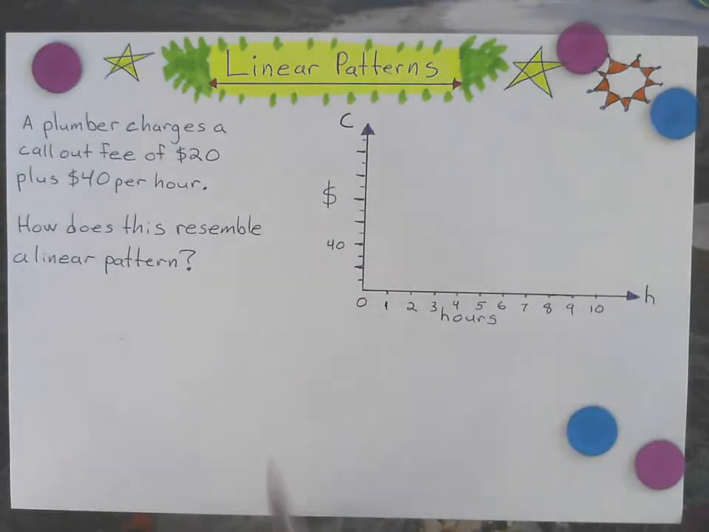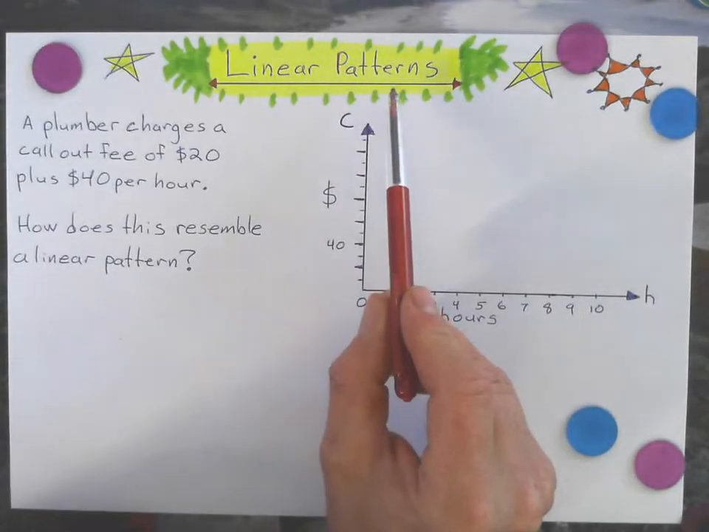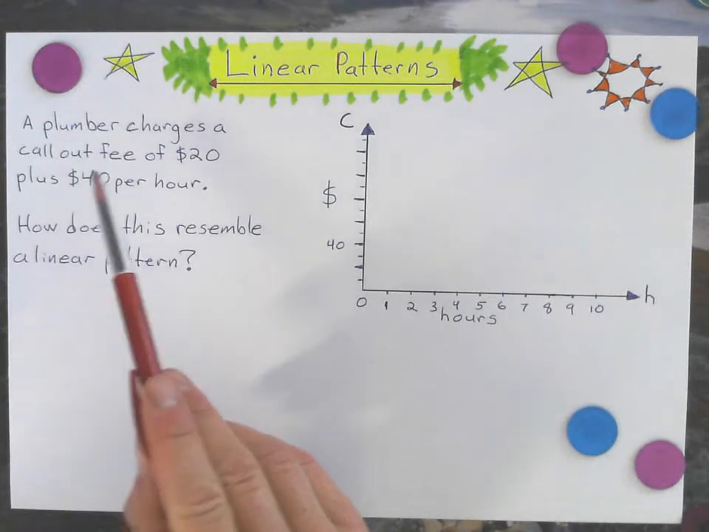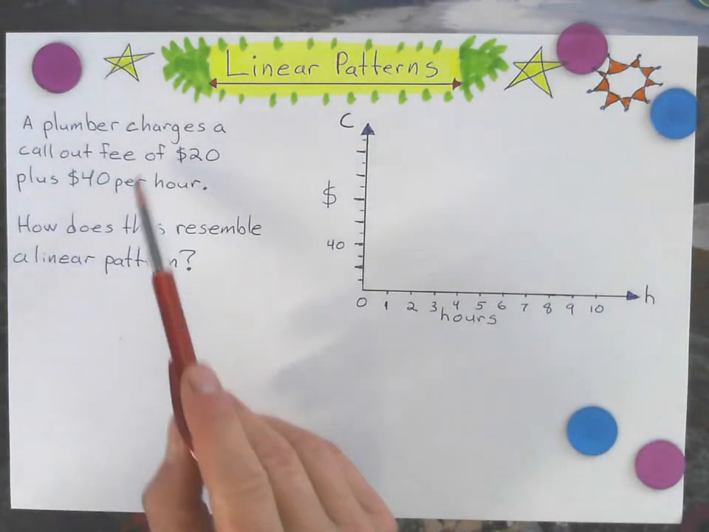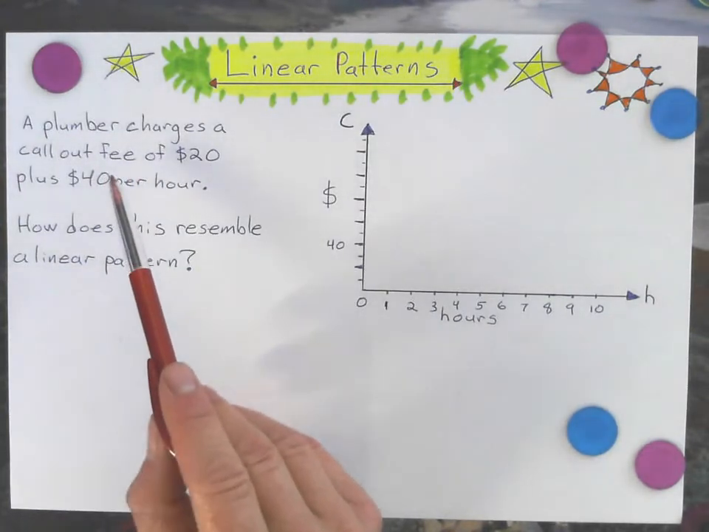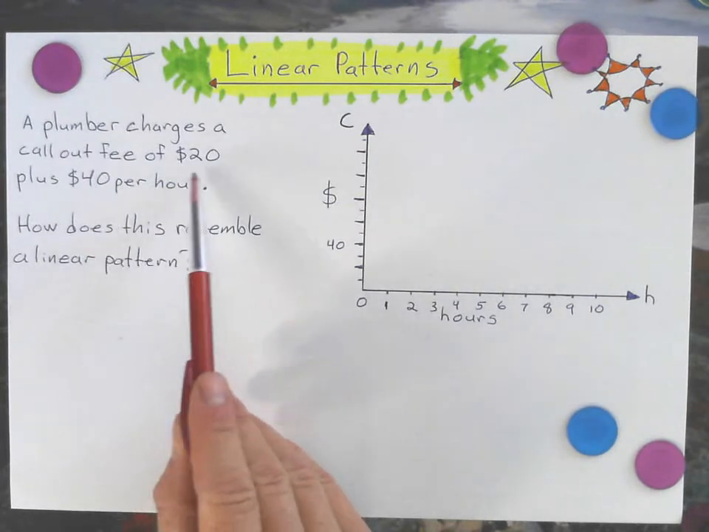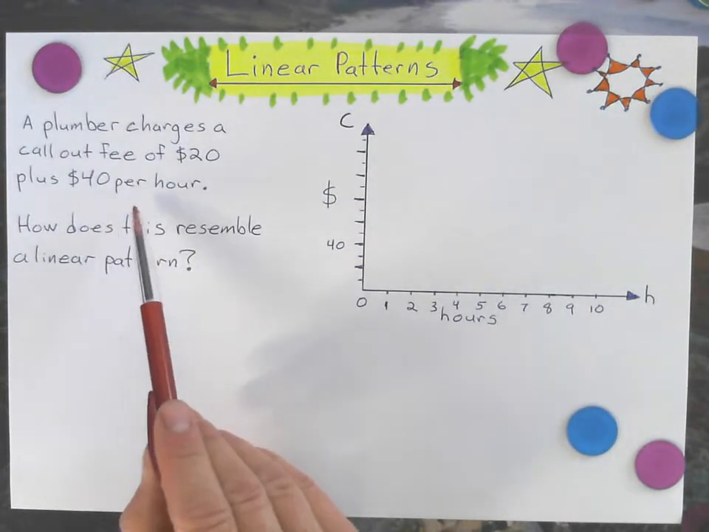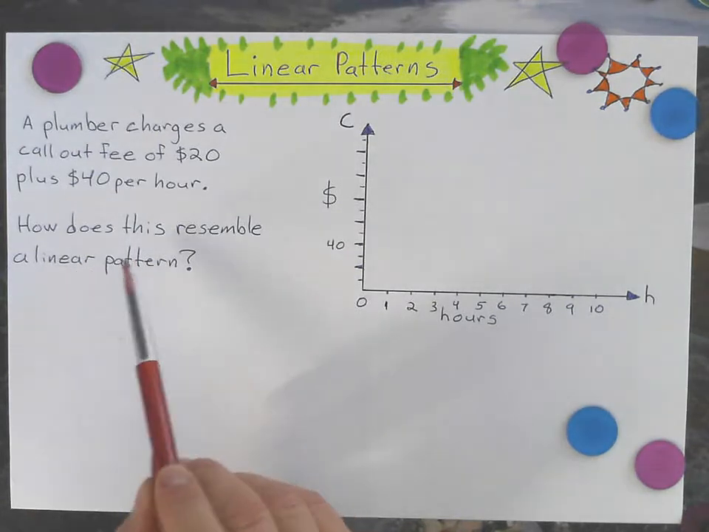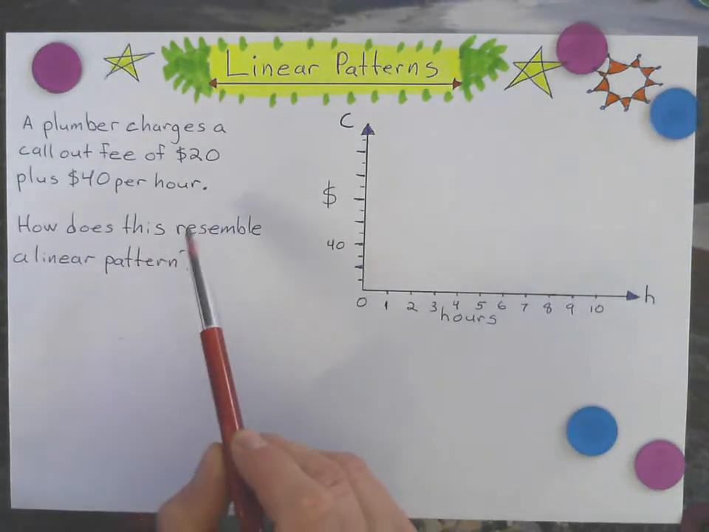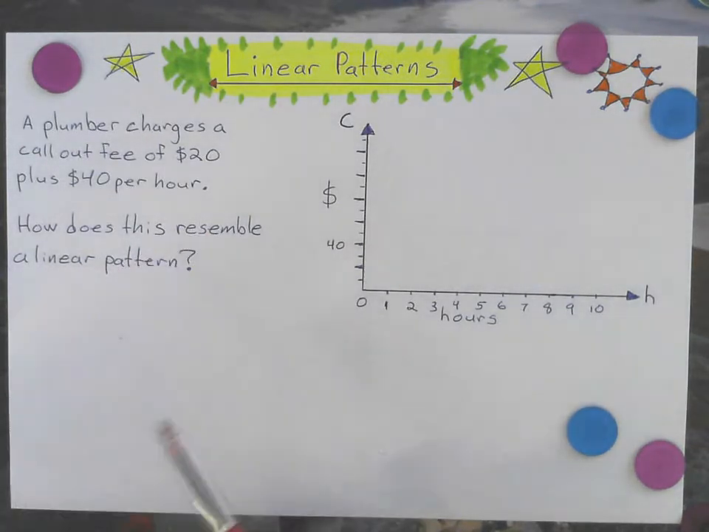Okay, we're going to do linear patterns today, and I use this example of a plumber who has a call-out fee of $20 plus $40 per hour. And I want to talk about what does linear mean? What does it mean to have a linear pattern? Okay, so a couple questions first.